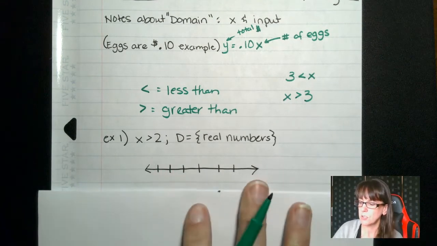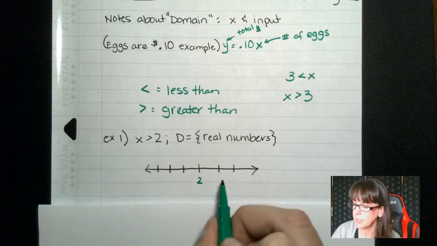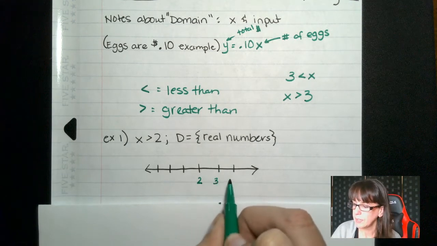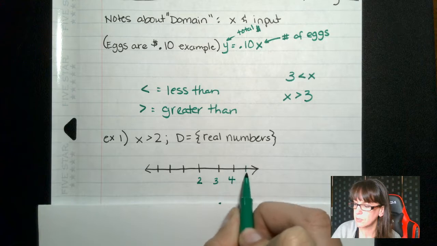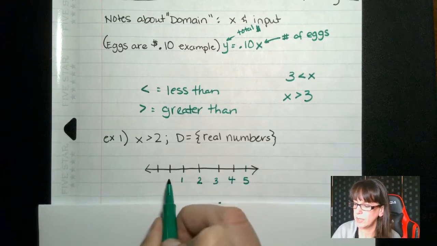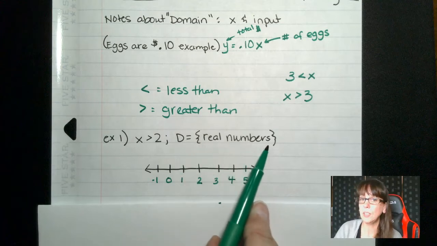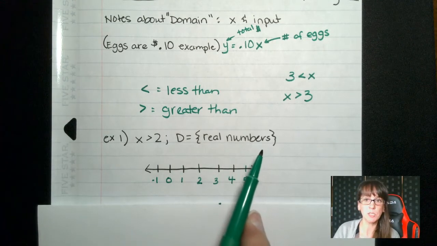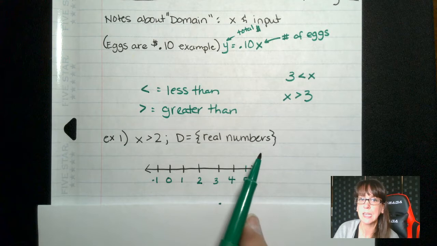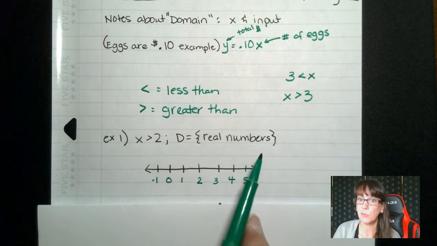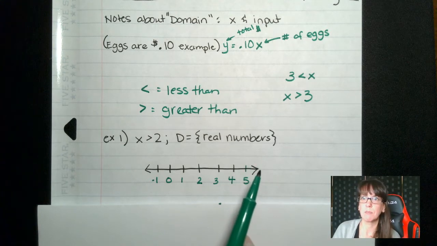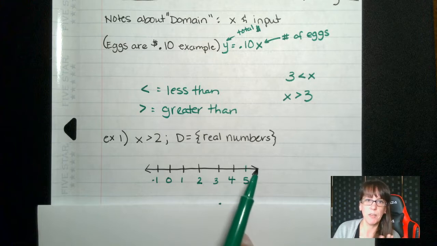So x is 2. So I'm going to put 2 right in the middle here. And I'm going to say 3, 4, let's just do another one, 5, and then this is 1, 0, -1. And it says all real numbers. So remember, real numbers includes rational and irrational numbers, and it includes those fractions, those wonky numbers like 3 4/5 or whatever.